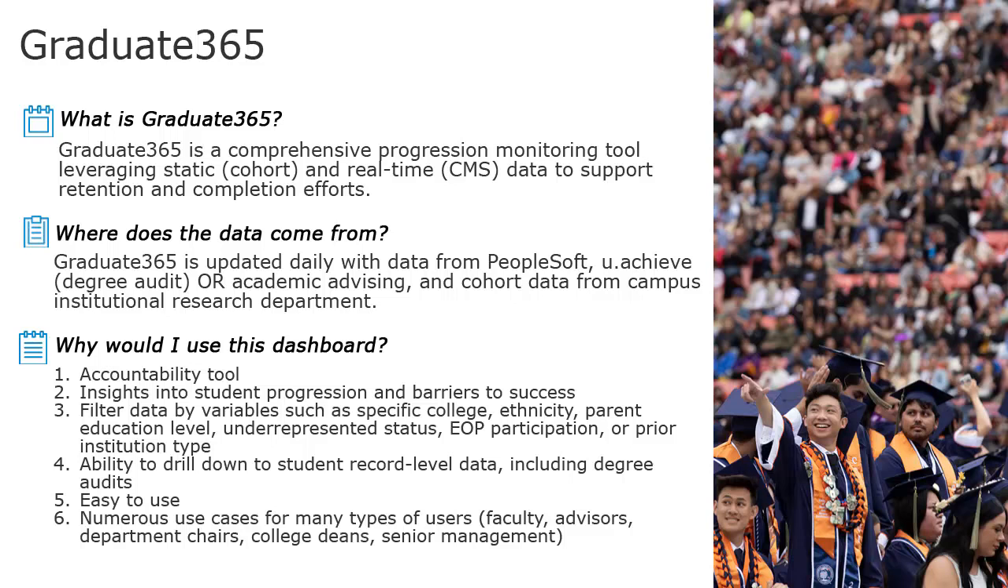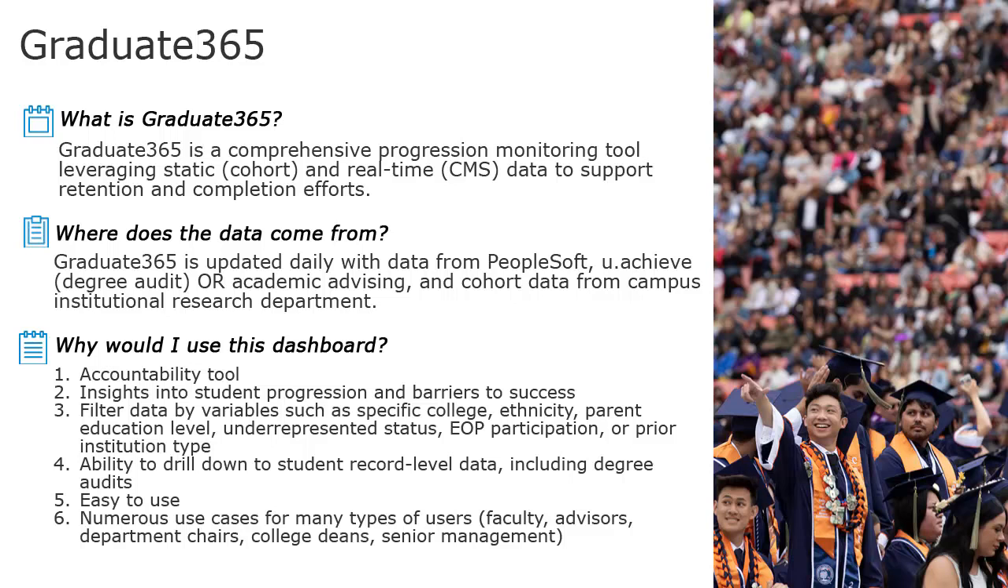Students and their success are at the core of what the CSU does. Graduate365 was developed as a way to track student progression on a number of variables, empowering senior management, colleges, departments, and advisors to identify areas of opportunity and even identify specific students who can benefit from additional guidance and support.